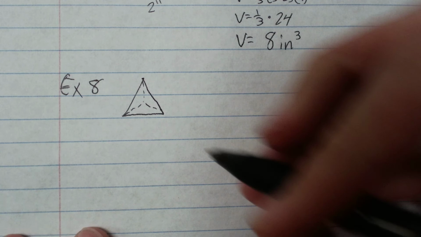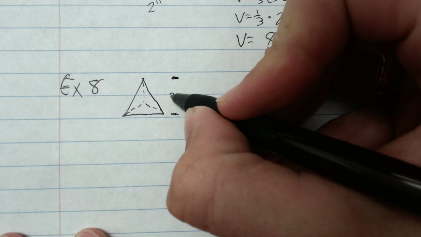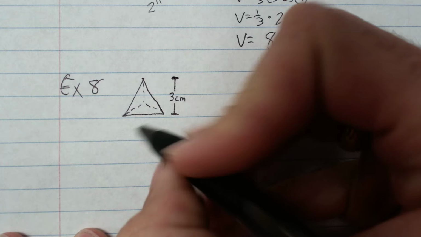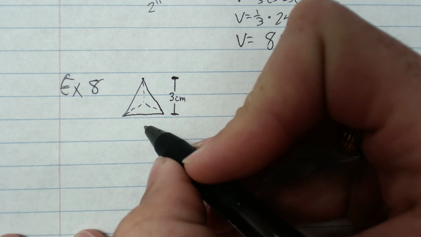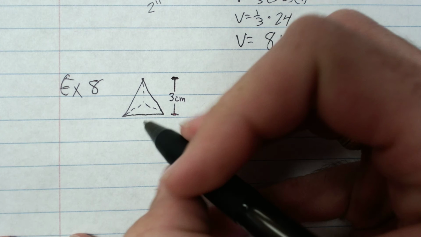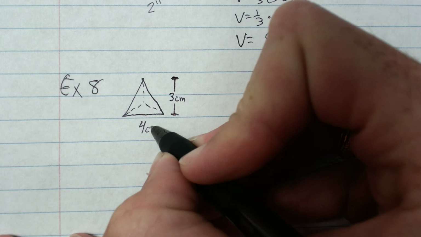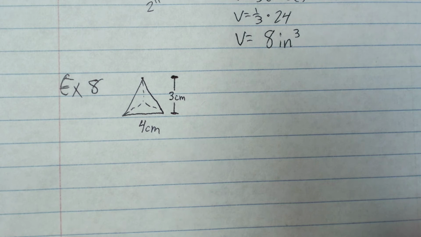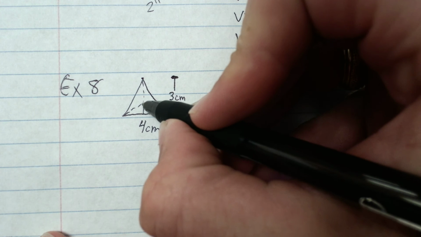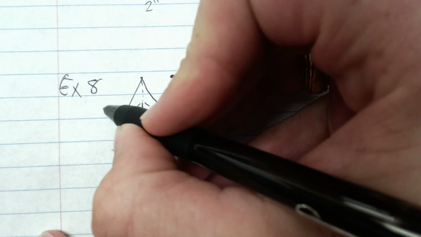Okay, and I'm going to tell you that the height of it is 3 centimeters. This side right here is going to be 4 centimeters. And the height of the triangle, so from that corner to this corner, or we could go from top to bottom here, this one's just a little bit easier to see, is going to be 2 centimeters.